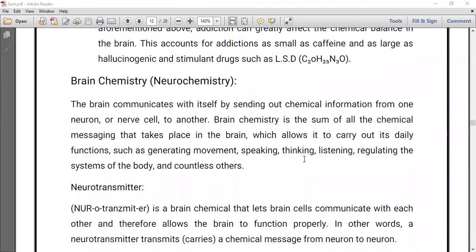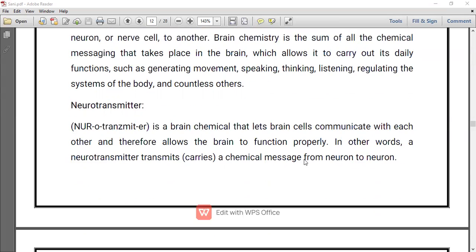Now I am discussing brain chemistry, or neurochemistry. Where we use the word neuro, it means brain. The brain communicates with itself by sending chemical information from one neuron, or nerve cell, to another. Brain chemistry is the sum of all the chemical messages that take place in the brain, which allow it to carry out its daily functions, such as generating movement, speaking, thinking, listening, regulating the systems of the body, and countless others.